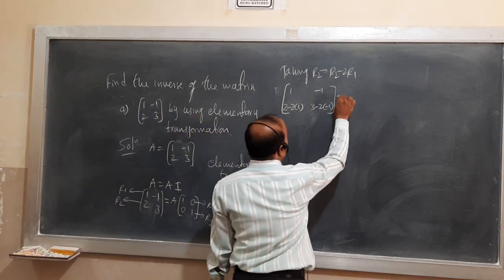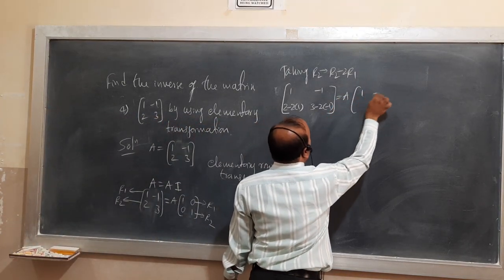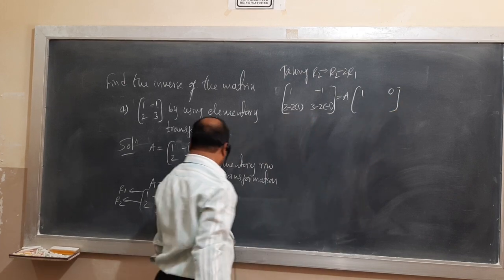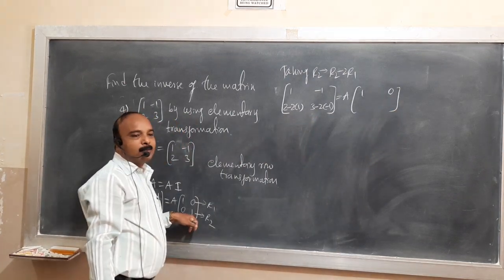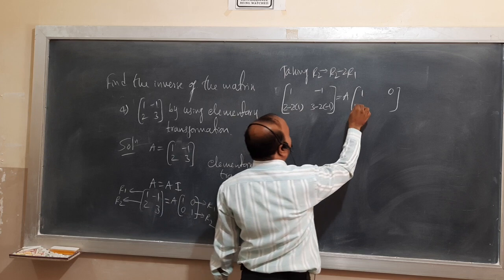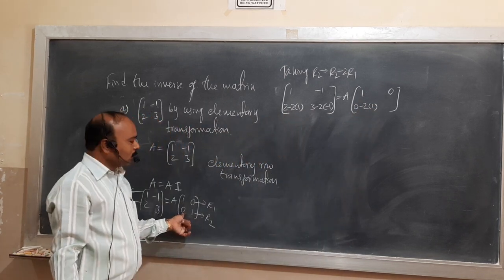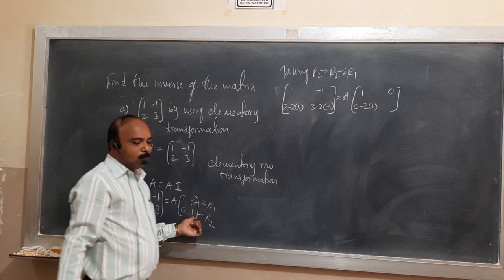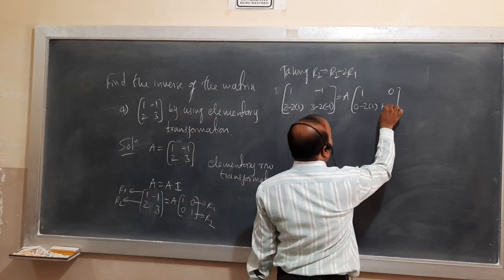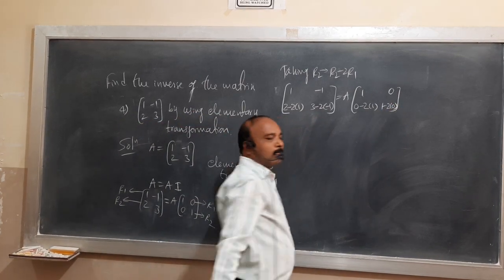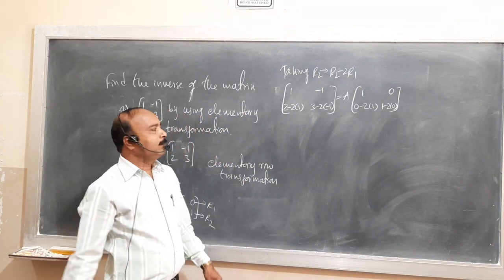Similarly for the right side, A as it is, 1, 0 as it is. Here we are changing the second row, R2 minus 2 R1: 0 minus 2 times 1, 0 minus 2 times of 1. Next, 1 minus 2 times of 0. It is R2 minus 2 R1.